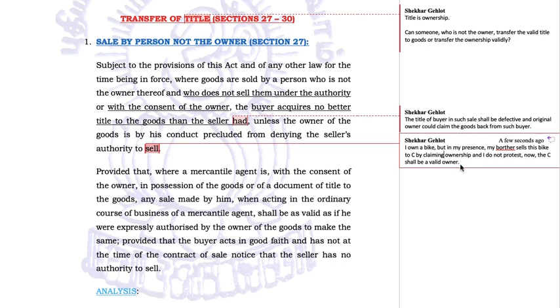Like this example, I own a bike, but in my presence, my brother sells the bike to C and claims that he is the original owner. My brother claims to be the original owner, but the original owner is me. But I am also present there, and I do not interfere.